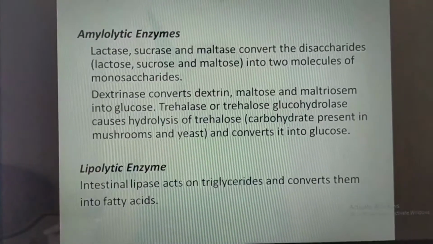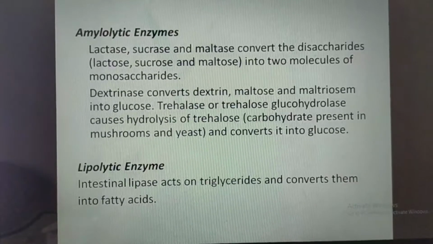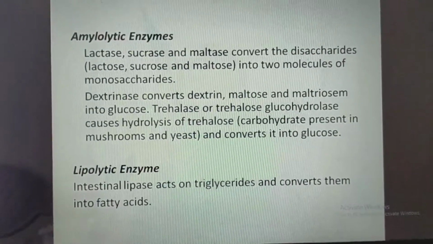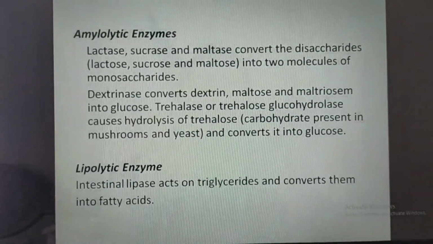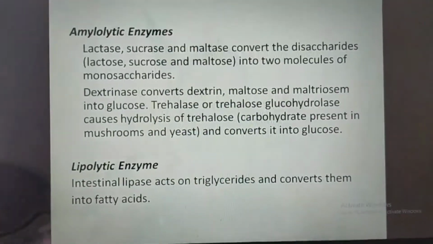Trehalase, or trehalose glucohydrolase, causes hydrolysis of trehalose and converts it into glucose. Lipolytic enzyme: intestinal lipase acts on triglycerides and converts them into fatty acids.